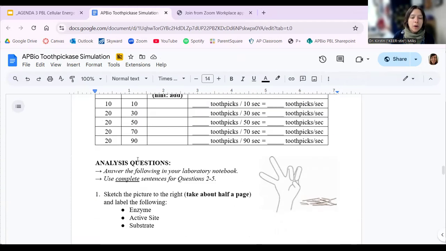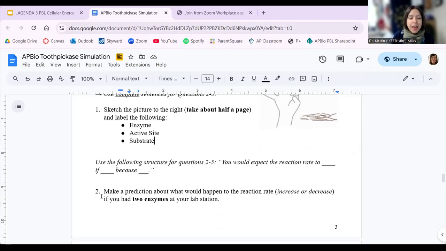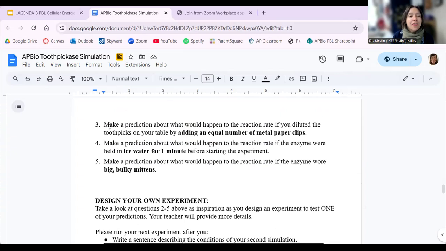Now, when we get to the part where it's asking you about sketching the picture and labeling the following, this is the enzyme, this is the active site, and this is the substrate or the reactants. For here, this is a simulation of enzyme concentration changes. So this is what it's like when you change the concentration of the enzyme. This is what it's like when you add a competitive inhibitor that binds to the active site but is not the starting material. This is an idea about decreasing temperature.